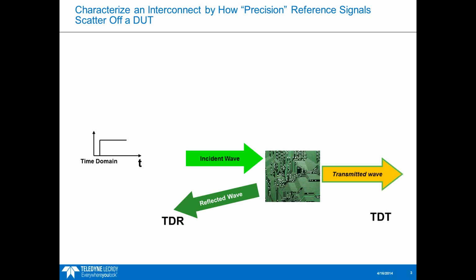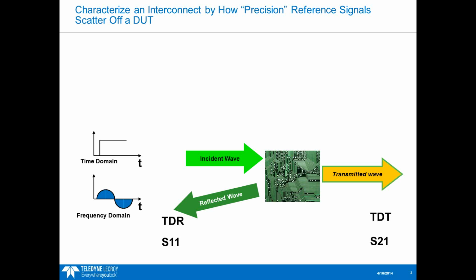We can do this in the time domain, and this is called TDR, or time domain reflectometry. In that case, we send in some fast rising edge as the incident wave. Some part of that is reflected back, and that's called the time domain reflected, or TDR wave. And some of it gets transmitted through, so that's the TDT, or time domain transmitted wave.